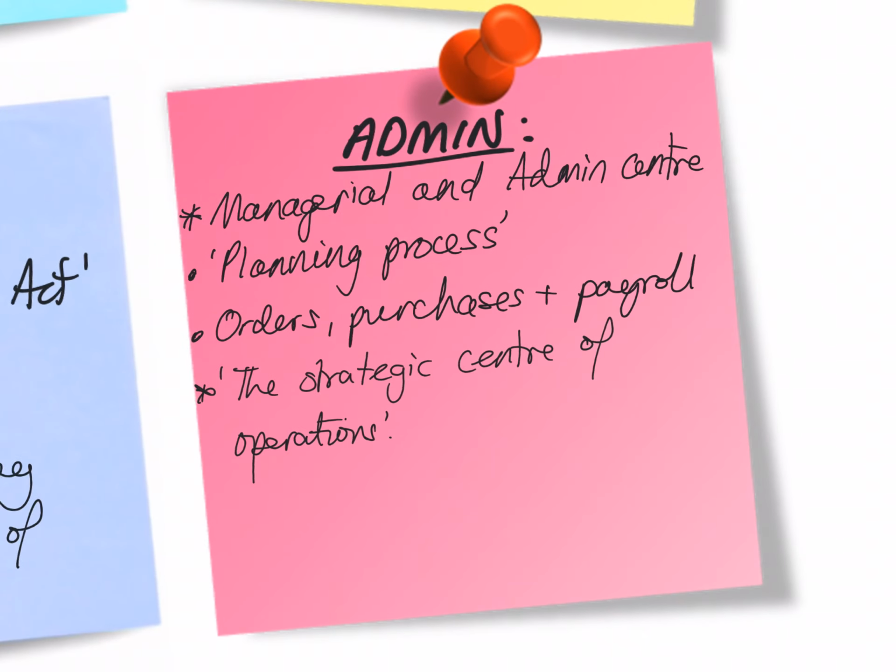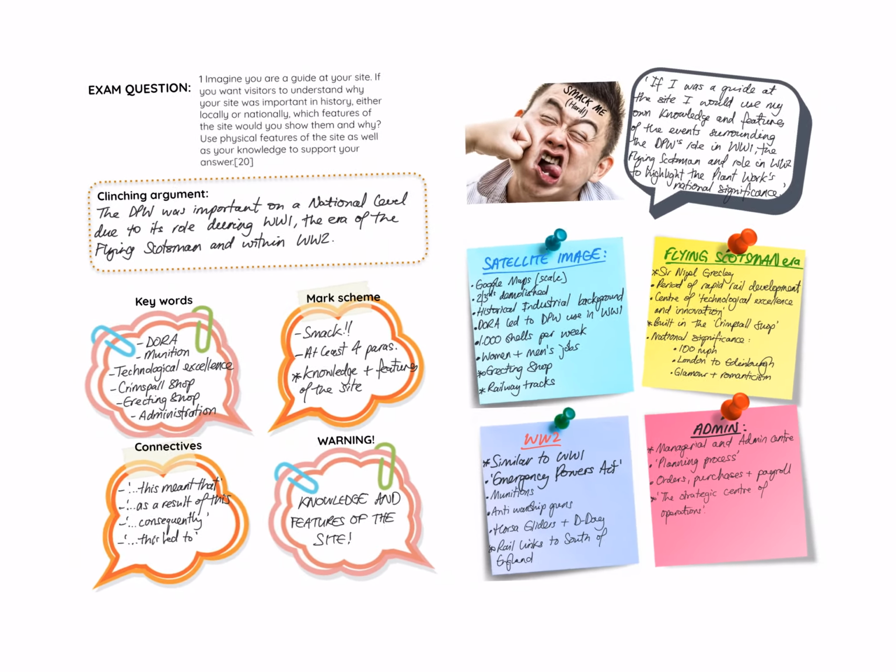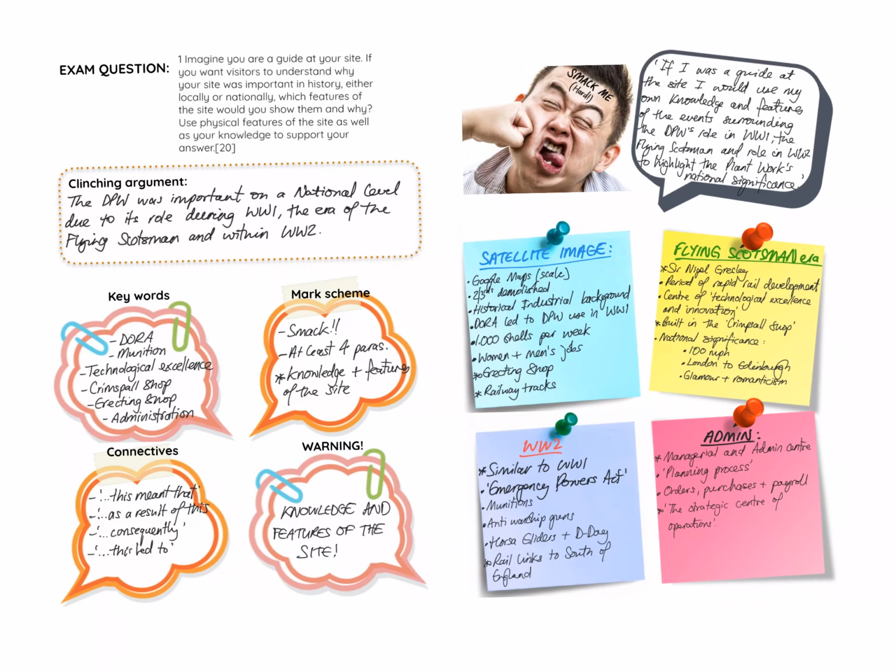And then the final section would be around the administration bit and how the managerial and admin centre was essential for the planning processes that went on, whether it was World War II, Flying Scotsman or World War One. I mentioned how it was a place where orders were made and purchases and payroll, and how essentially this was the strategic centre of operations. So quite a lot there to consider, but that's a plan to help you.